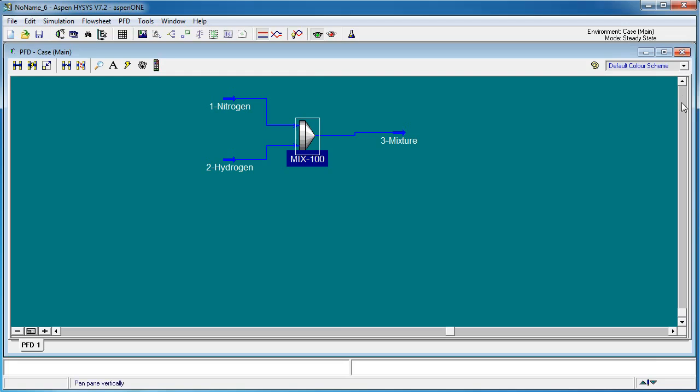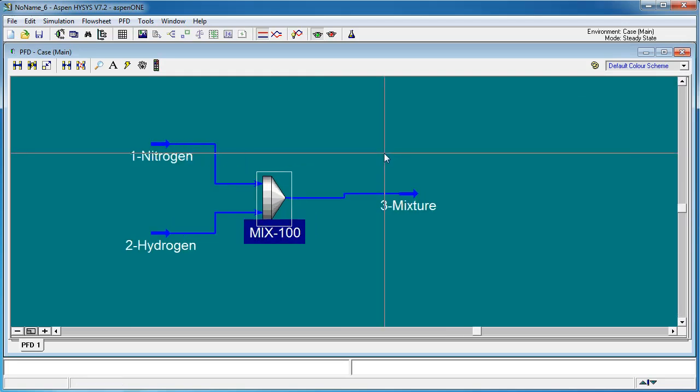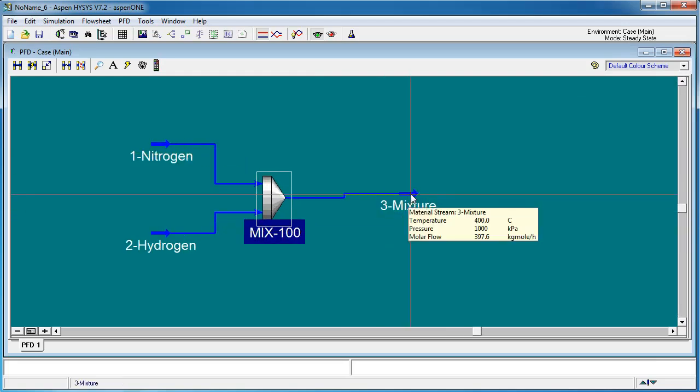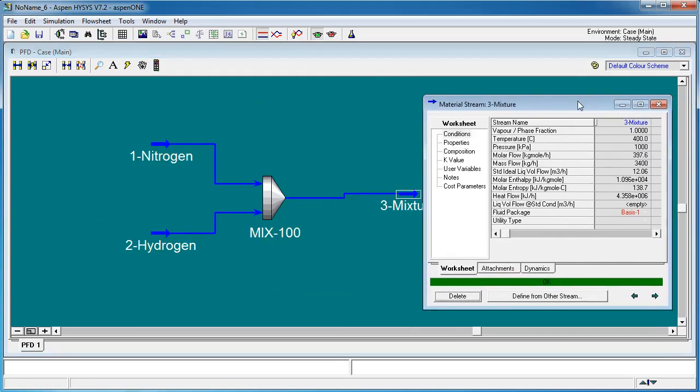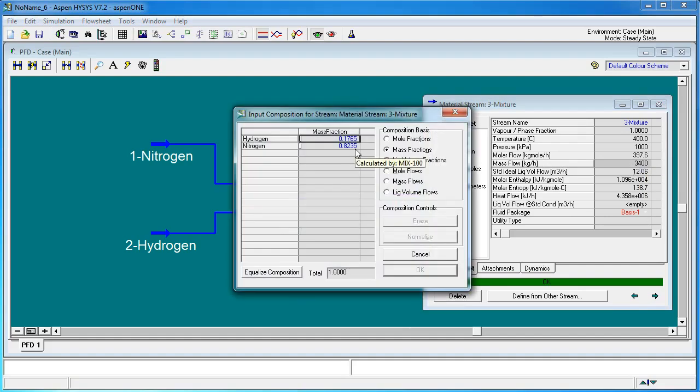So if we take a look at our system, we can double click on this mixture stream and have a look. We'll see that the mass flow is 3,400 kilograms per hour, and if we look at the composition of that, it is on a mass basis 0.8235 fraction nitrogen and 0.1765 hydrogen, and these numbers correspond exactly with those that we calculated by hand.